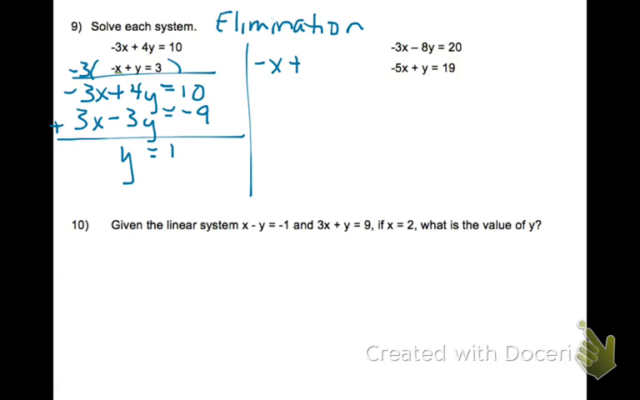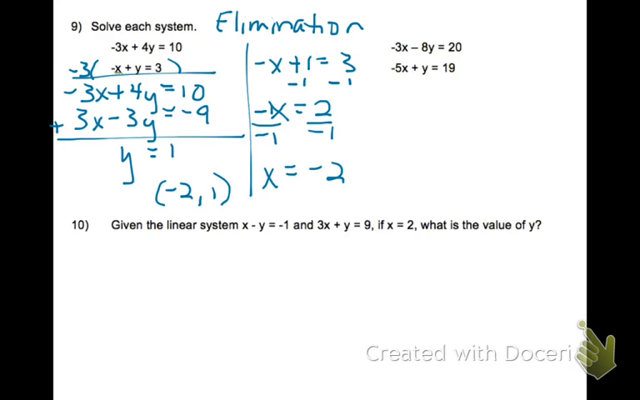So -x plus 1 equals 3. I'm going to subtract my 1 from both sides. I get positive 2, and then the last thing is I need to divide by that -1. So the solution to our first system is the point -2, 1. That's where those lines would cross if you graphed it.